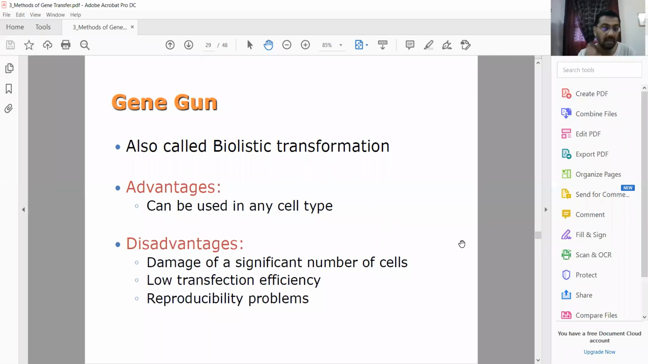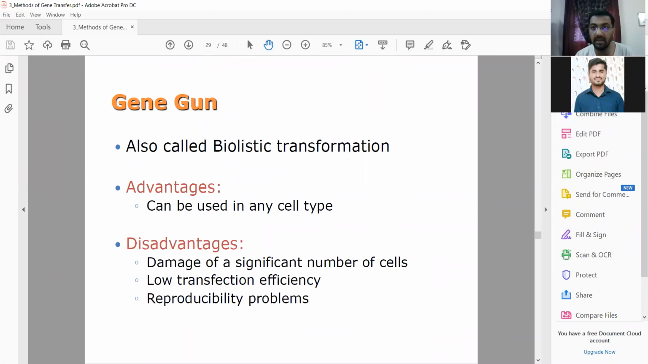In gene gun, the reproducibility problem is there. So we have to be very sure about what we are doing.